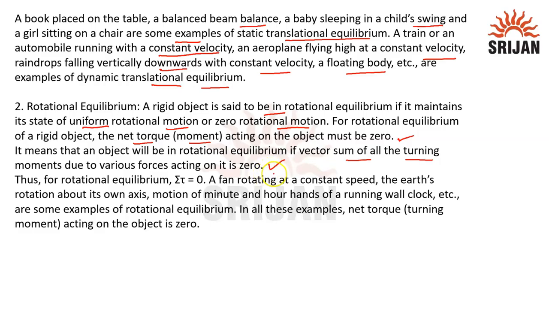Again, same condition: it's not that the forces will be 0, but the vector sum of all the turning moments will be 0. So for rotational equilibrium, summation of tau, the torque acting on an object, will be 0. We can see some examples: a fan rotating at a constant speed, the earth's rotation about its own axis, and the motion of the minute and hour hands of a running wall clock. They are all examples of rotational equilibrium. In all these examples, the net torque, meaning the turning moment acting on the object, is 0.